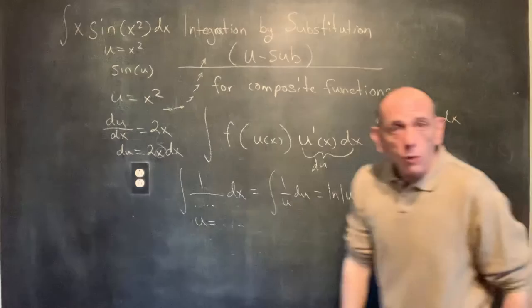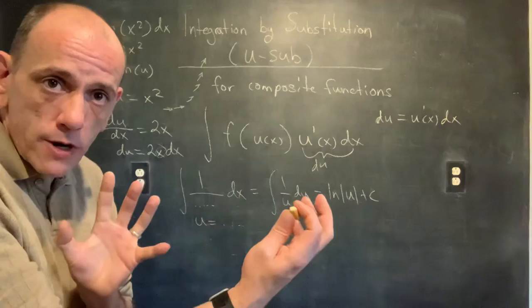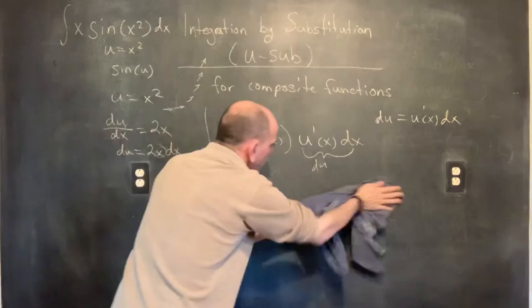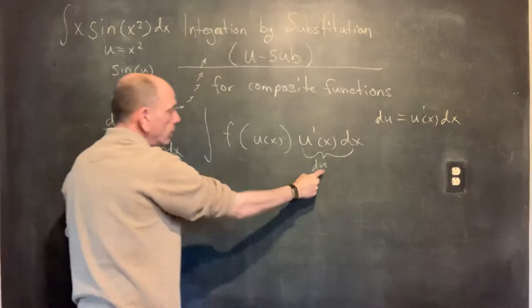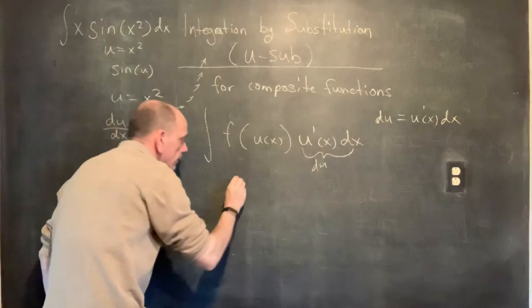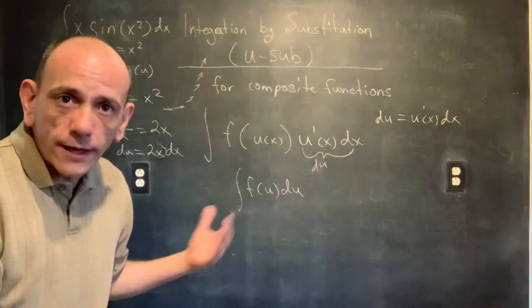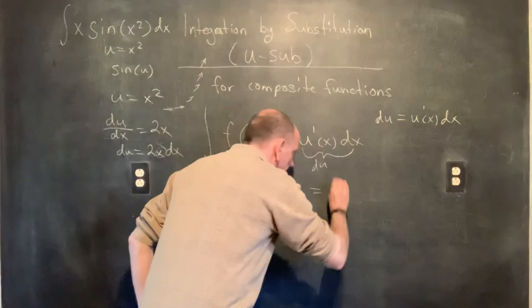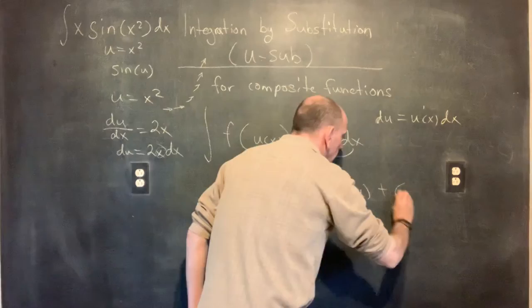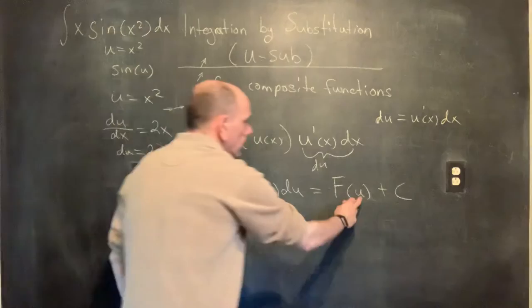So the idea, or what we're trying to do, is to rewrite this composite mess with the derivative sitting out there as just, well, all of this is du, and here it's just u, right? We're substituting in u. So we'll have the integral f of u du. That's our goal. That's going to be a basic rule that we can just integrate to be the antiderivative of u plus c. Then, of course, we need to just back sub what u is, and we've got it.